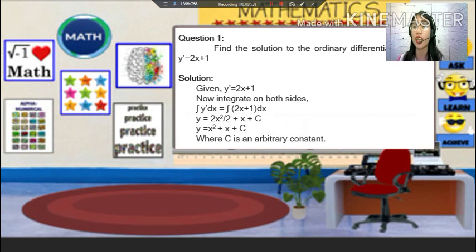And this is the example to further understand ODE. The question is, find the solution to the ordinary differential equation y prime equals 2x plus 1. This is the solution. The given is y prime equals 2x plus 1. Now integrate on both sides. Integral of y prime dx equals integral of quantity 2x plus 1 dx. y equals 2x squared over 2 plus x plus c. y equals x squared plus x plus c, where c is an arbitrary constant. That's the example of ODE.